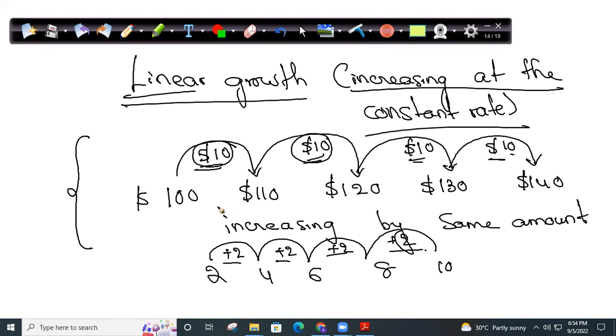Next concept that we have learned is linear growth. Linear growth means straight line, means it should increase by the same number each and every time. Next is linear decay.